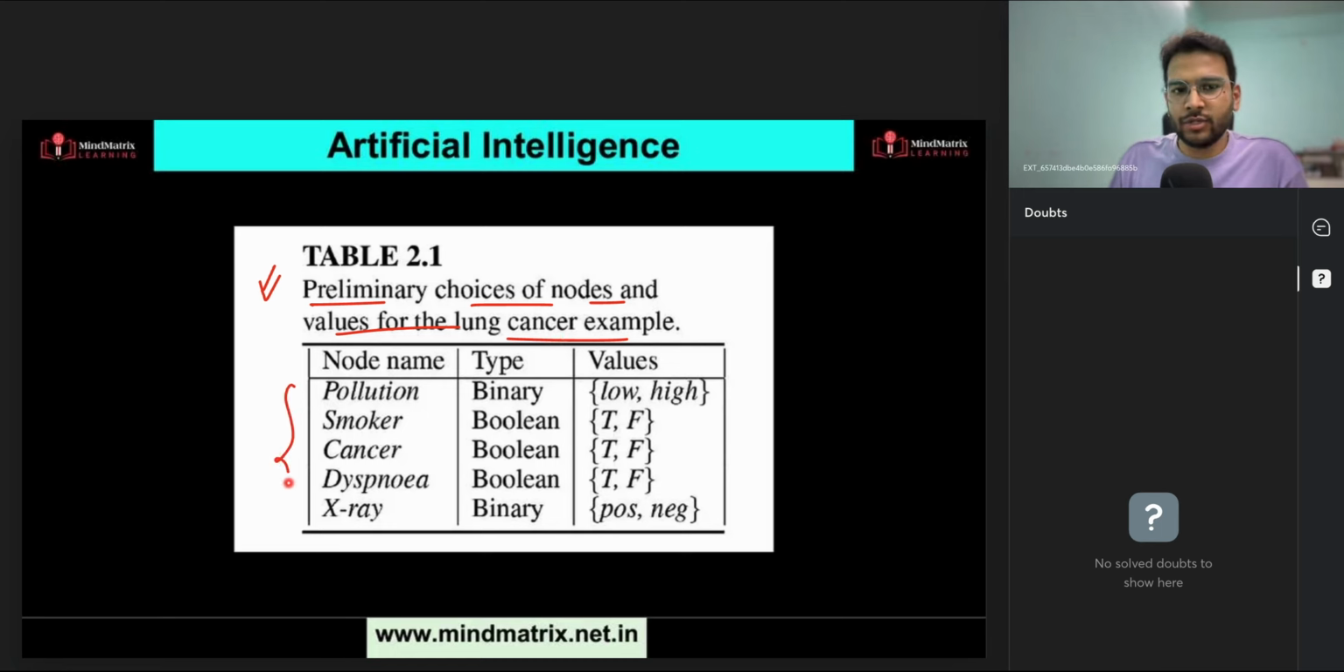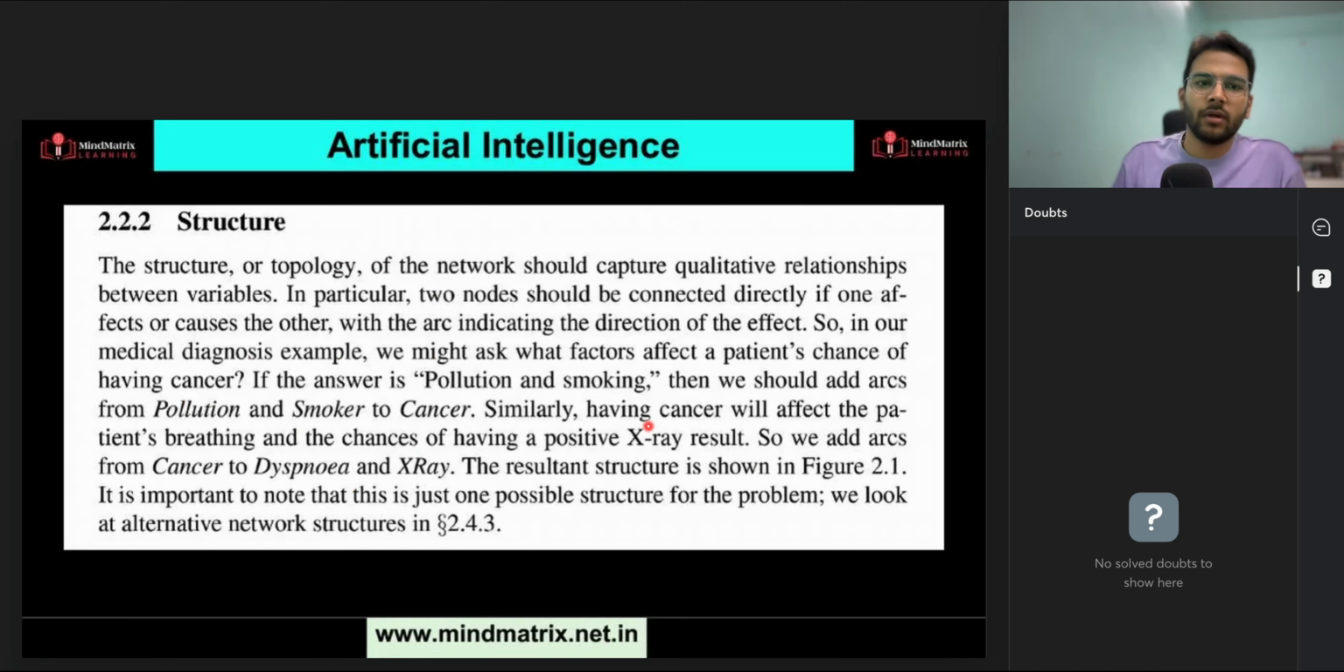So we have these nodes: pollution, smoker, cancer, dyspnea, if I'm pronouncing it correctly, dyspnoea, X-ray, and their types are also mentioned, like binary, Boolean, and the values are also present over here. Now let's read this particular graph and you will understand how they are making this Bayesian network.